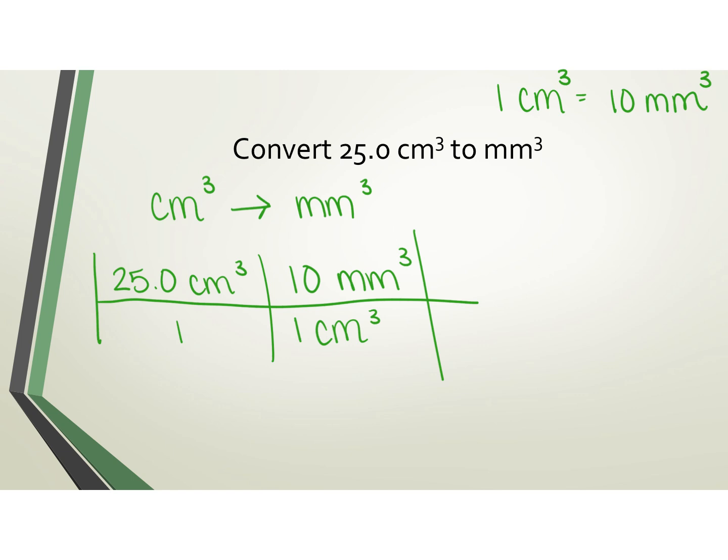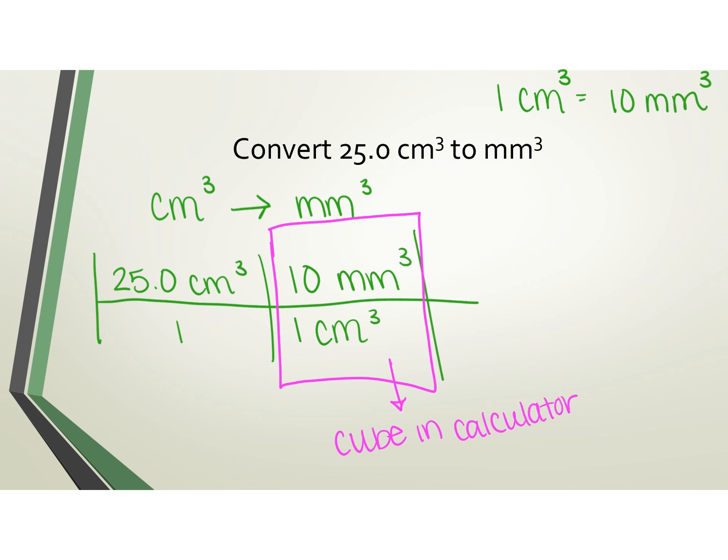For this one, write yourself a little note: when you're doing the conversion factor, like 1 centimeter cubed is 10 millimeters cubed, you actually have to cube these numbers in your calculator. In your conversion factor, you have to cube your starting number. You do not have to cube this one because it is already cubed. It has been done for you. But this one you have to cube.